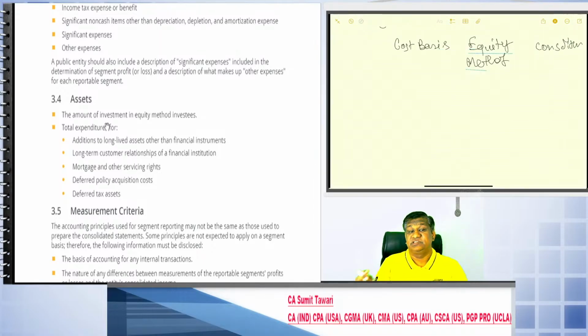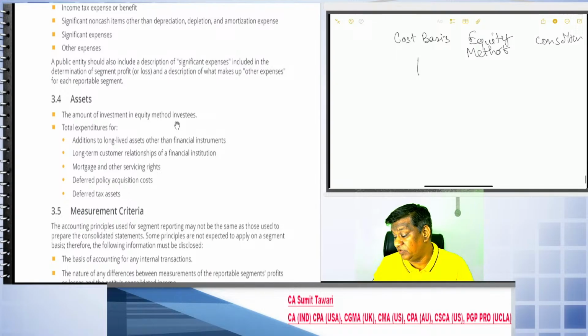Try to understand. Whenever we make an investment, refer to this line, the amount of investment in equity method investee. If it is on a cost basis, it will not affect my operating profit. It is purely investment income. This applies when I acquire a share of less than 20%.